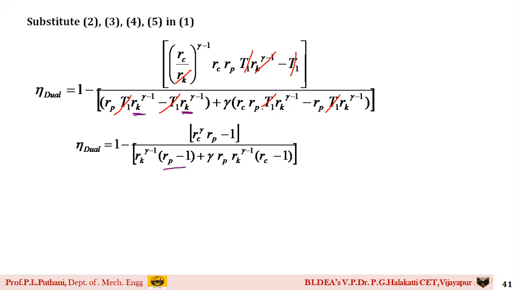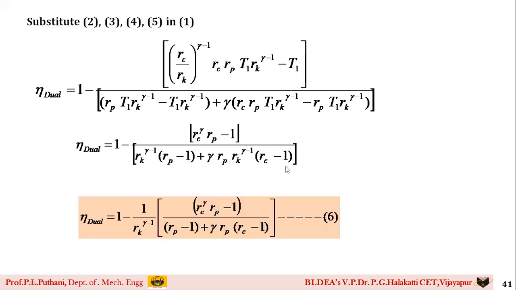Similarly, in the second bracket, if I move further, I take RP as the common term along with RK raised to gamma minus 1. So I am remaining only with RC minus 1. So therefore, on further simplification, what do I get? I can write it in this form: the thermal efficiency of a dual cycle is 1 minus 1 by RK raised to gamma minus 1 into RC raised to gamma into RP minus 1, divided by RP minus 1 plus gamma RP into RC minus 1. This is the equation for the thermal efficiency of a diesel cycle. Thank you, students.